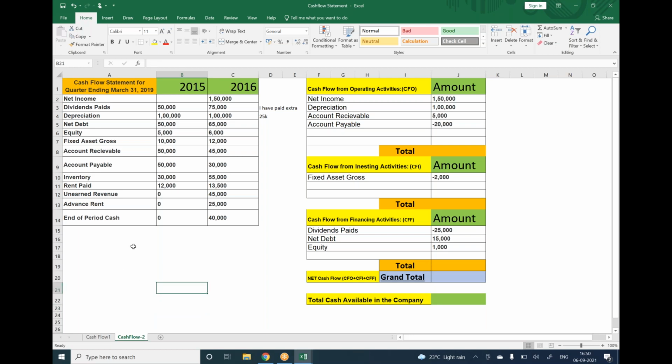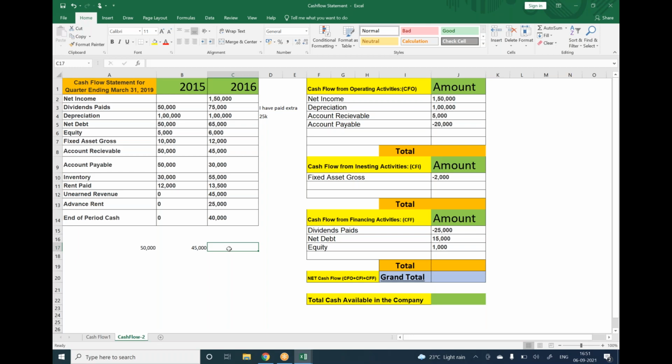Okay. I was hoping someone would ask that question. See, last year you were supposed to receive from others 50,000. This year you are supposed to receive only 45,000. Why did 50,000 become 45,000? So someone would have given me 5,000. That is why my account receivable has reduced by 5,000. So someone has given me, so cash came to me. So it is 5,000.